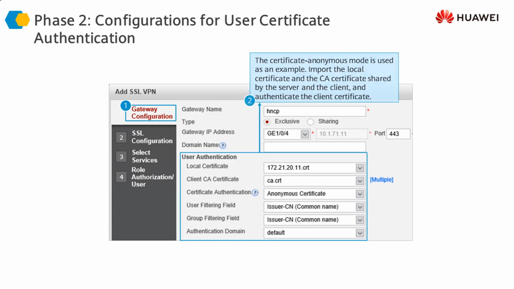Similarly, if you want to authenticate the client certificate on the server side, when you create a new SSL VPN, you give a name to the SSL VPN. The type is exclusive. This means that it's going to be used by only one type of clients. It's not virtual, and it's not being shared by different virtual gateways. This is the local certificate, and this is the CA certificate from the client, which is going to be used for authenticating the client certificates which are going to be received by the server when we are trying to do client authentication. And we are selecting anonymous certificate authentication here. And the rest of the configuration is the same as we saw earlier.